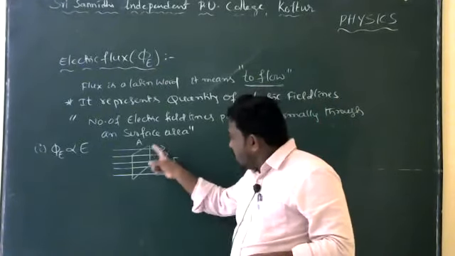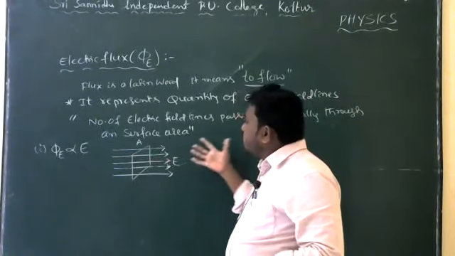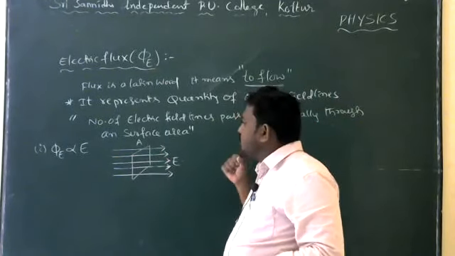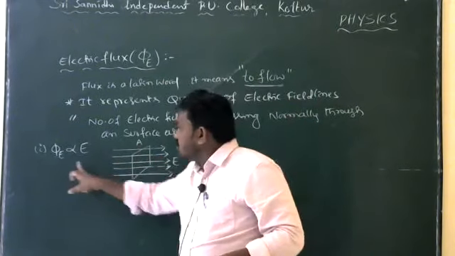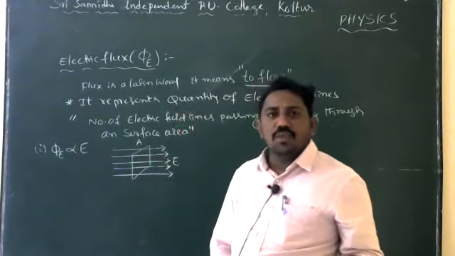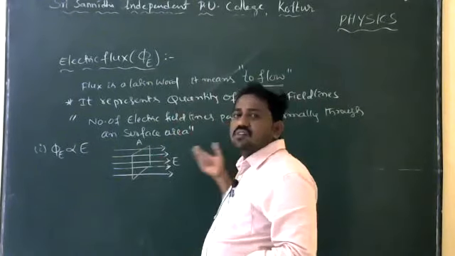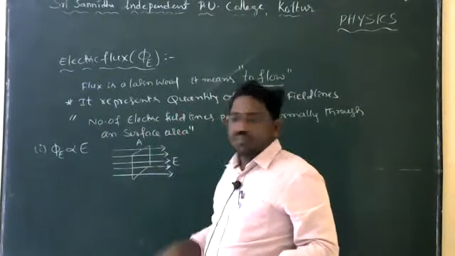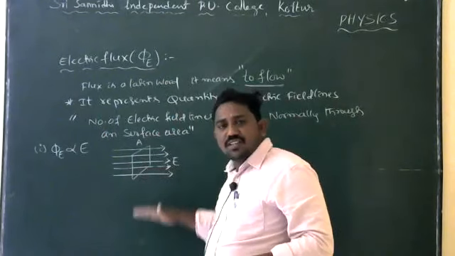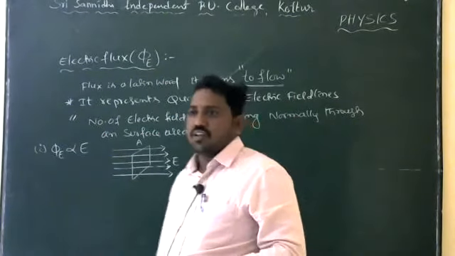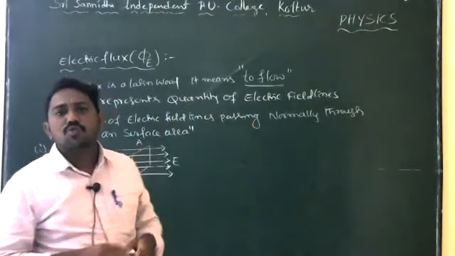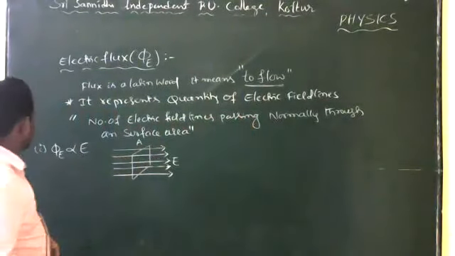Okay. So the number of electric field lines passing normal to the surface area determines the flux. Therefore, flux is directly proportional to the intensity of the electric field. If the number of electric field lines increases, then flux will increase. So both are directly proportional. So flux is directly proportional to electric field. So next one.